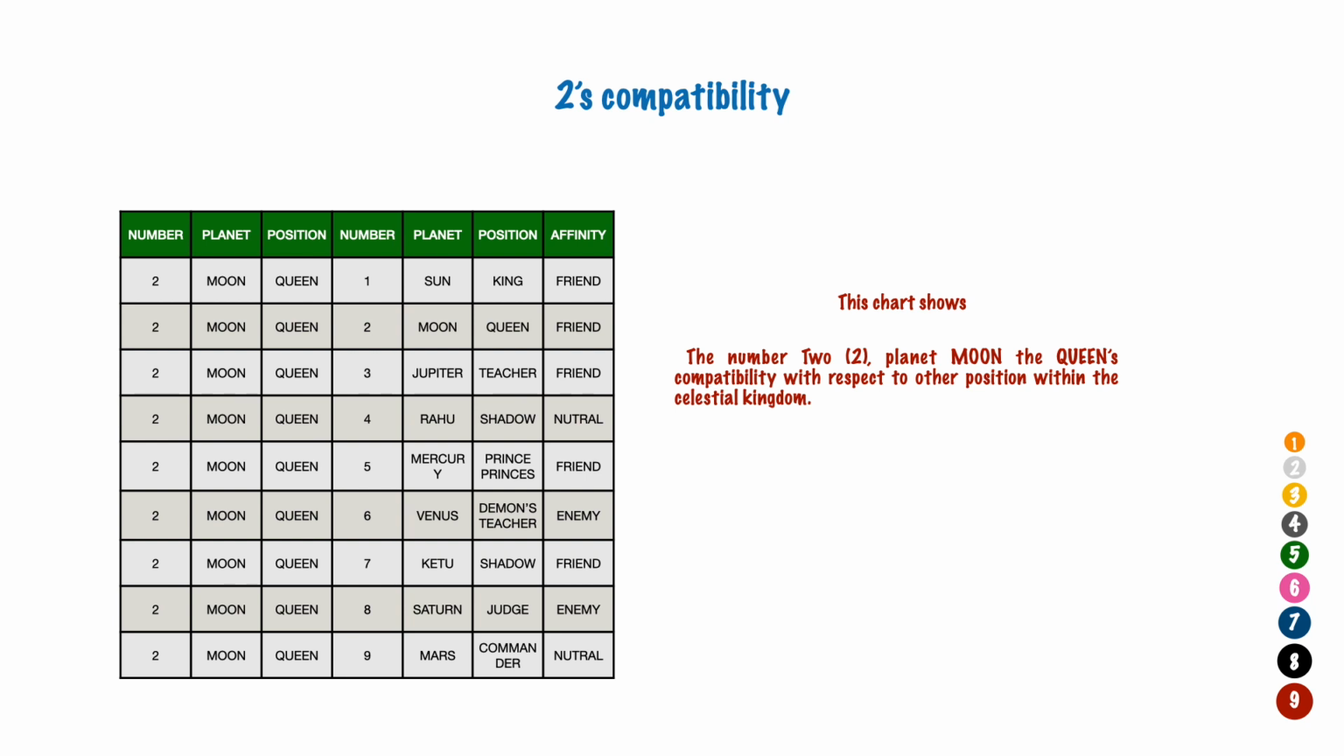So queen and king is the friend. Queen and queen is definitely, they will have a good relationship. Queen and teacher will also have a good relationship. Queen and Rahu will stay neutral, depends on the situation. Queen and prince or princess is definitely the friend. Queen and demon's teacher is not definitely going to be good. Queen and judge, they are enemy. Queen and commander-in-chief, they are neutral.